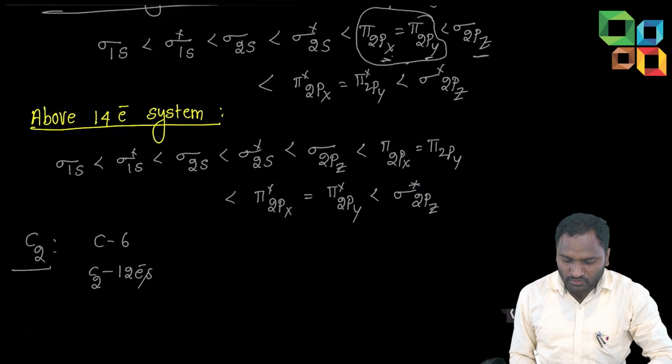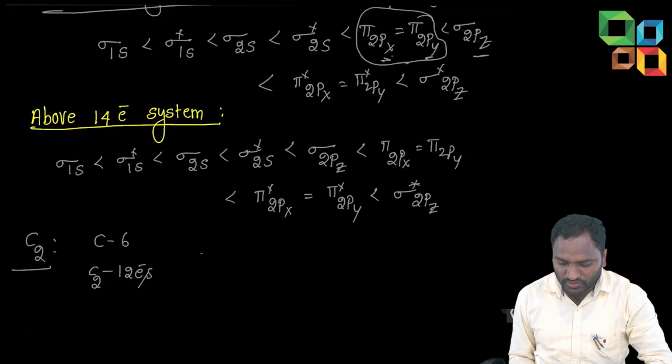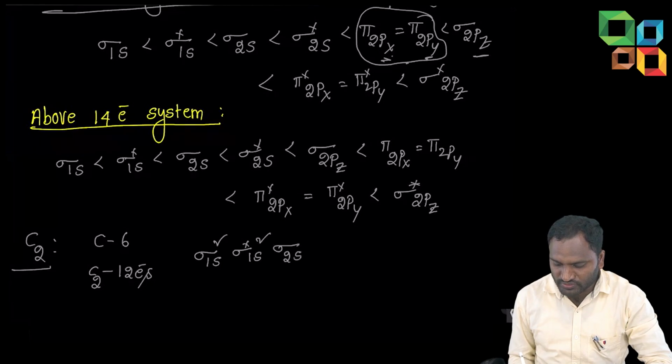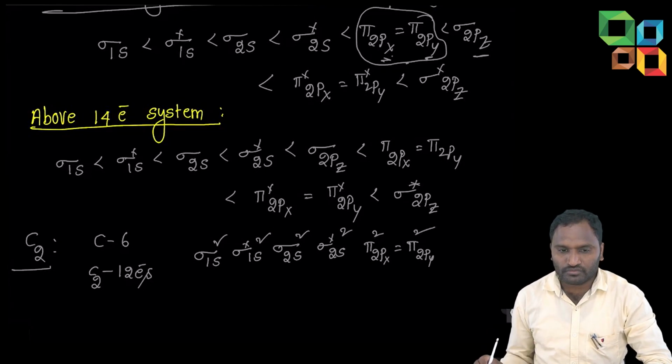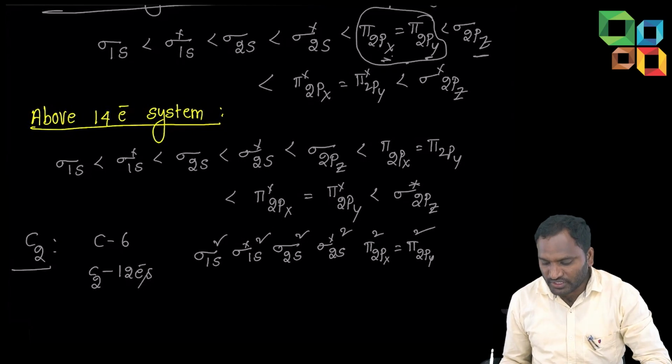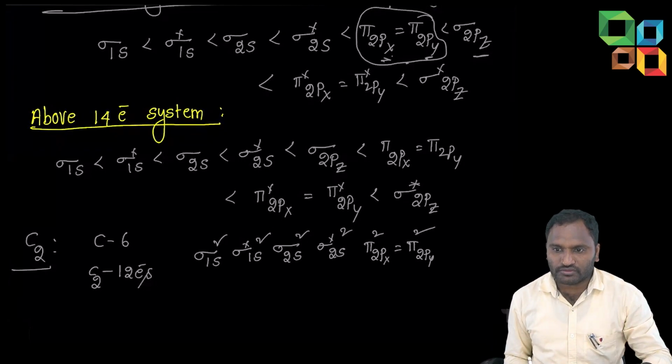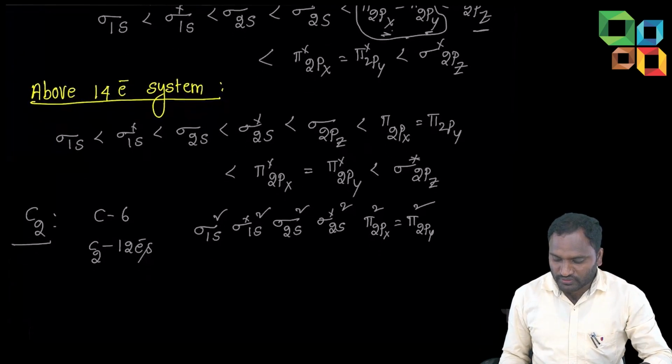Up to 14 electron system: sigma 1s 2 electrons, sigma star 1s 2 electrons, sigma 2s 2 electrons, sigma star 2s 2 electrons, and then 2, 2. Total how many? 1, 2, 3, 4, 5, 6, so 12 electrons arranged. These 12 electrons we arranged.